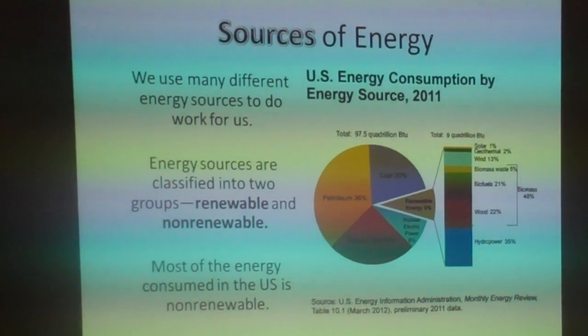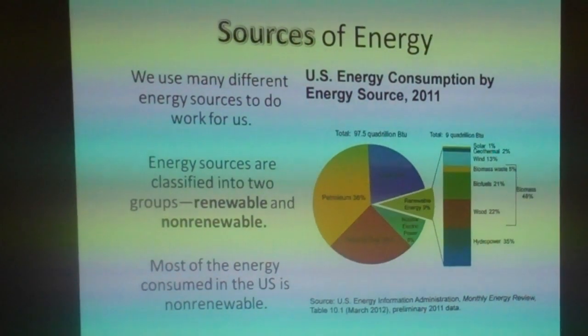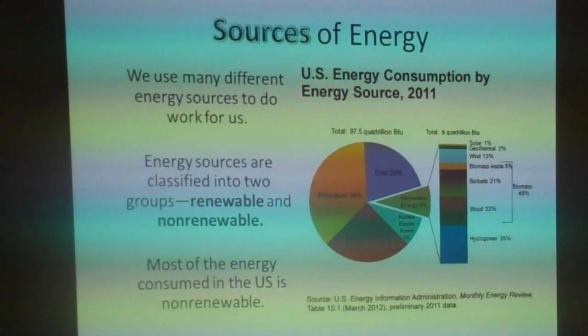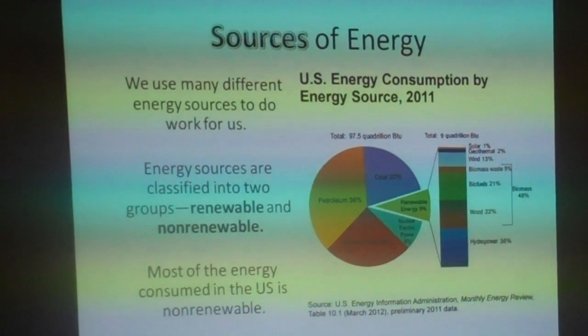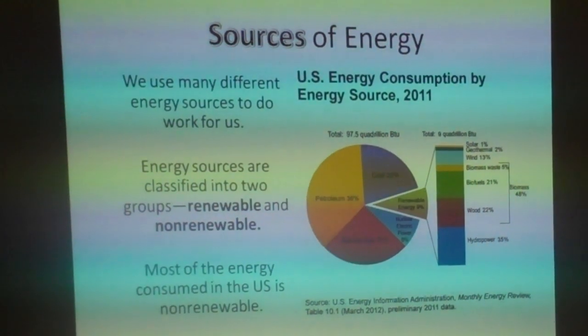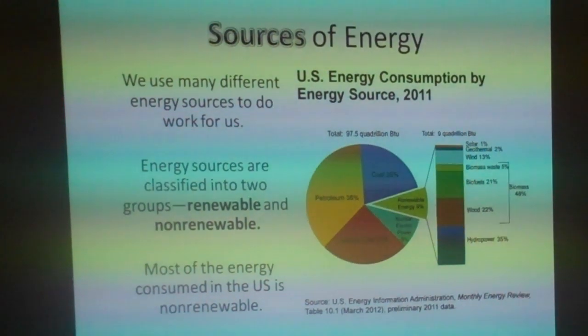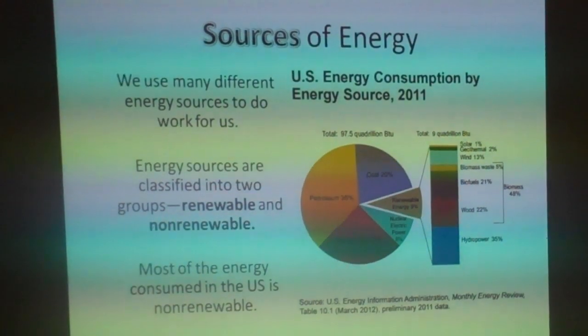We use many energy sources to do work for us. The sources of energy are classified into two groups: renewable and non-renewable. Most of the energy consumed in the U.S. is non-renewable. That means we can't get more of it. Once it's used up, it's gone.